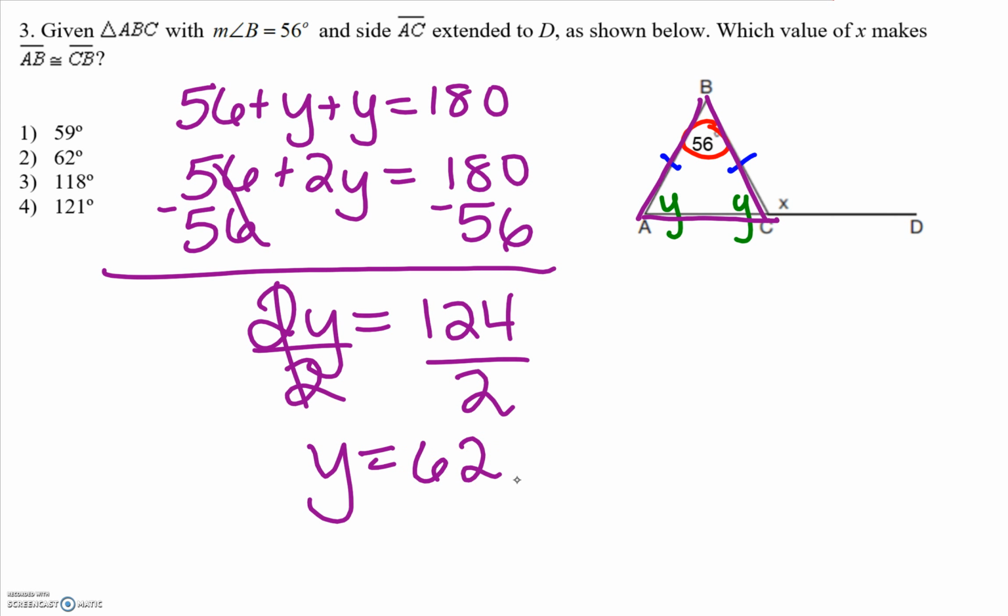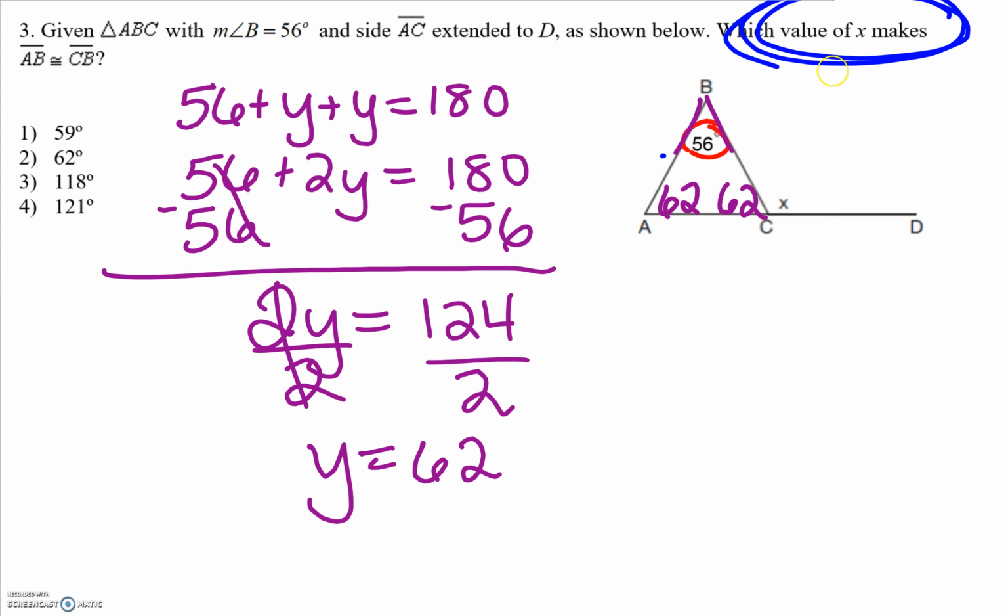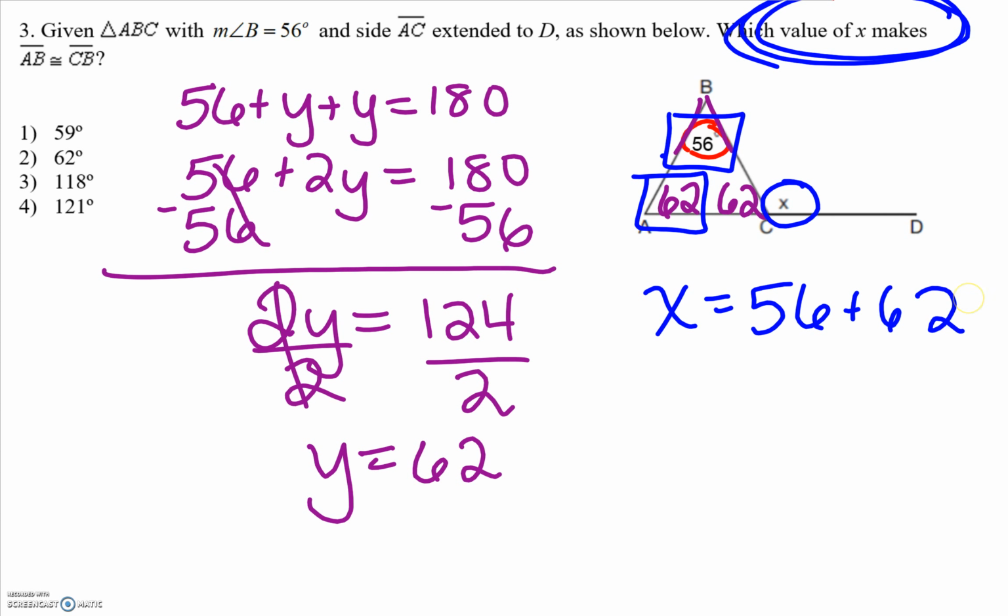So now that we have our values for y, I'm just going to go back and plug them in. So 62 and 62. But again, it says which value of x. So x, that outside angle, that exterior angle, is equal to the sum of the two non-adjacent angles. So x equals 56 plus 62. So x is equal to 118, which is choice 3.